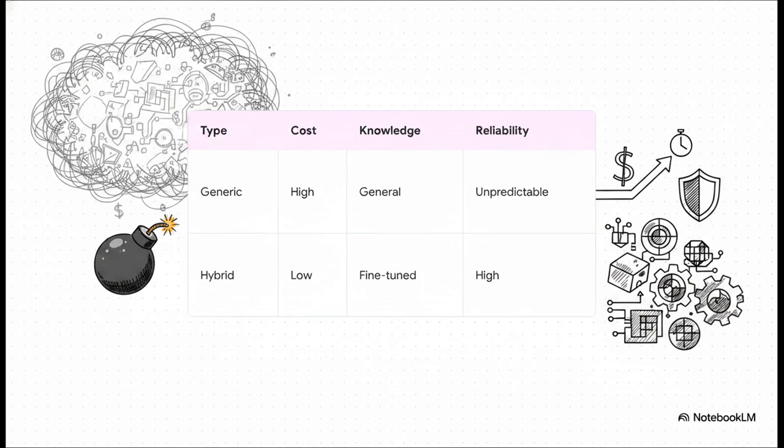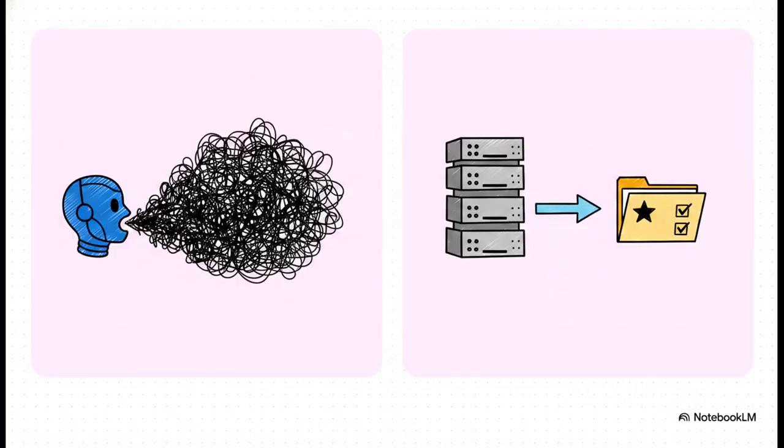I mean, think about it. Why use a 120 billion parameter model to answer a basic question when a specialized 8 billion parameter model can do the exact same thing, cheaper, faster, and way more reliably? Let's see how this builds into an actual workflow.